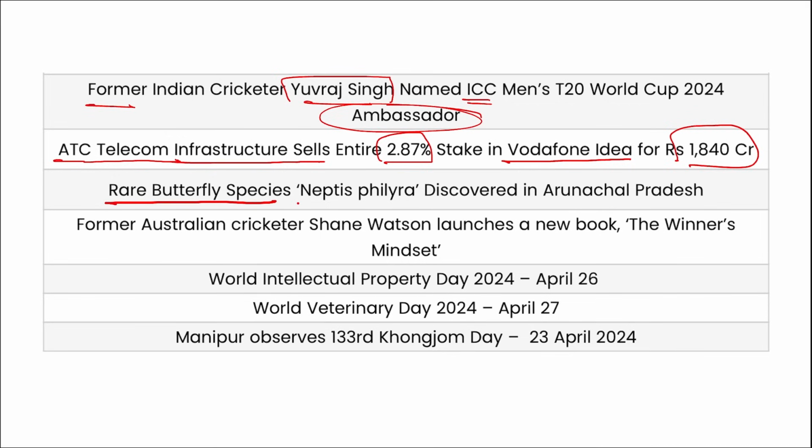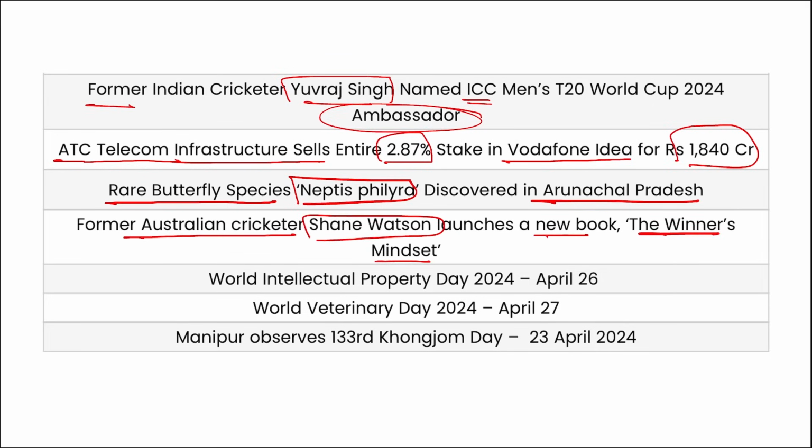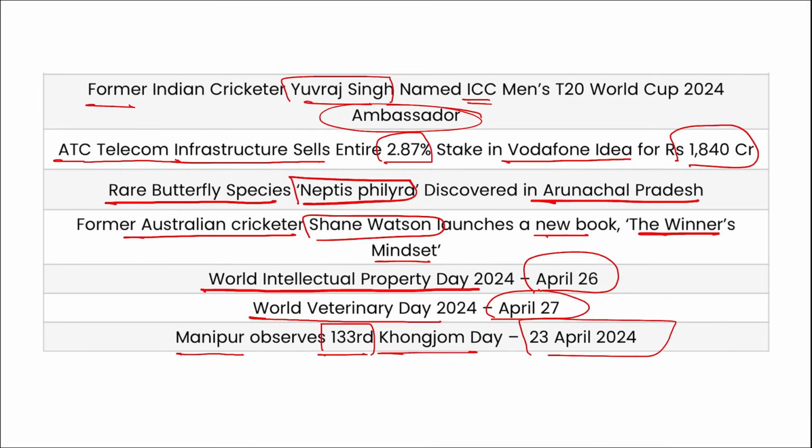A rare butterfly species, Neptis filrea, has been discovered in Arunachal Pradesh. Former Australian cricketer Shane Watson launched a new book, The Winner's Mindset. World Intellectual Property Day is observed on 26th of April. World Veterinary Day on 27th of April. Manipur has observed 133rd Khongzom Day on 23rd of April.